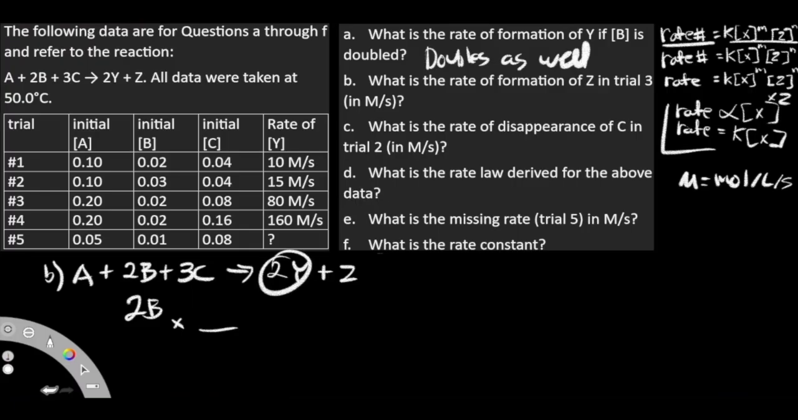Why is that the case? Because at least my 2Y has some values here. Once I get those particular values, then I'll be able to get that and then turn it into my Z. I don't have my rate of concentration of Z over here, so why would I do that?